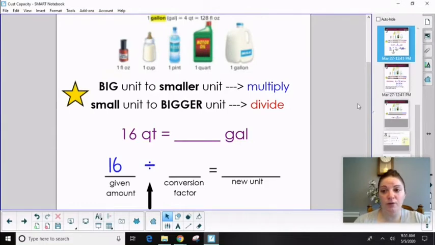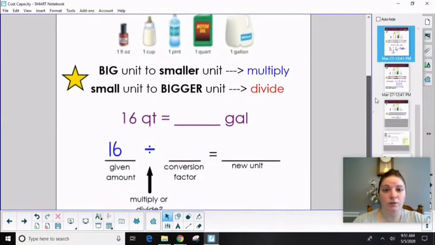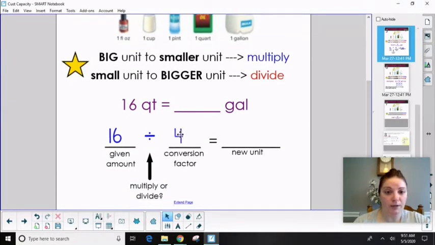And let's find that conversion factor. What's the connection between quarts and gallons? Right here, 1 gallon equals 4 quarts. So 4 quarts are in a gallon. If we take those 16 quarts and divide them by 4, that will give us 4 gallons. So 16 quarts are equal to 4 gallons.